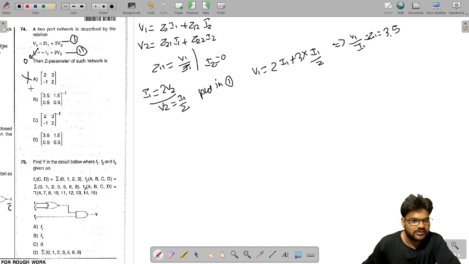So options A and C will be wrong, and the option taking the inverse of 3.5 will also be wrong, so option D will be correct. You can check out the other Z21, Z22, Z12 also, and you will find option D is correct.